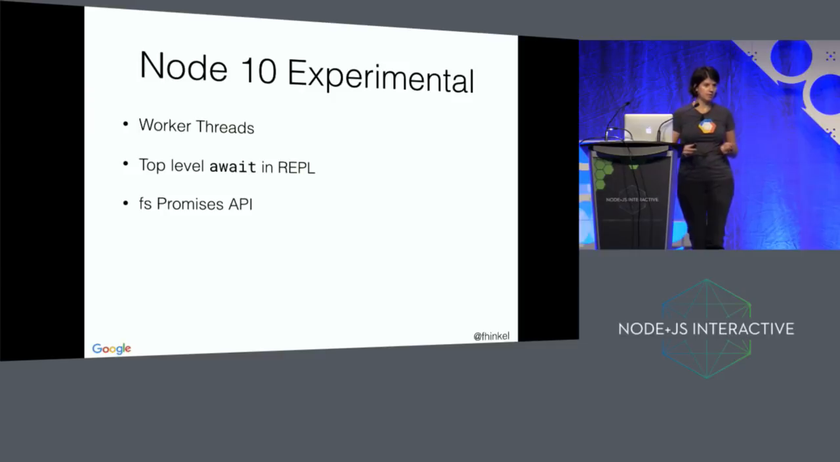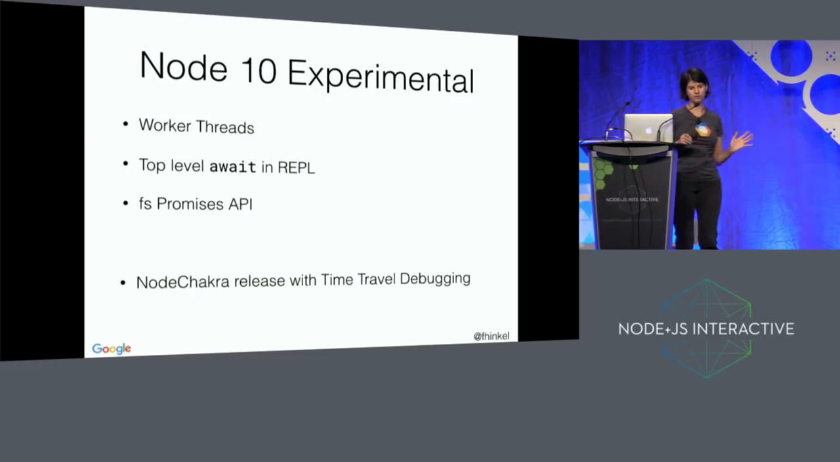The FS Promises API is experimental in Node 10. And not in default Node, but Node Chakra, that is a Node that has Microsoft's Chakra engine instead of Google's V8 engine. They made an experimental release with time travel debugging. If you're using Microsoft Edge, they have a really cool debugging feature called time travel debugging. So that's a thing you can now use in this experimental Node Chakra release.